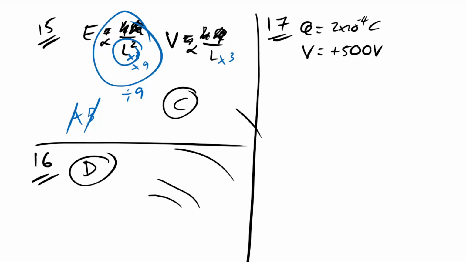This seems a little bit too easy. We know that energy is equal to QV, so therefore it should be 2 times 10 to the minus 4 times 500. I feel like this is a trick question. It has to be 1 times 10 to the minus 1.